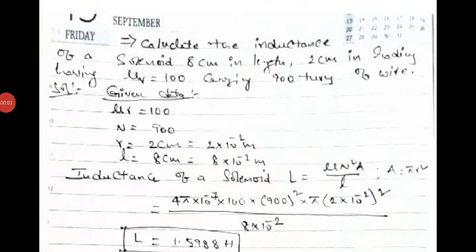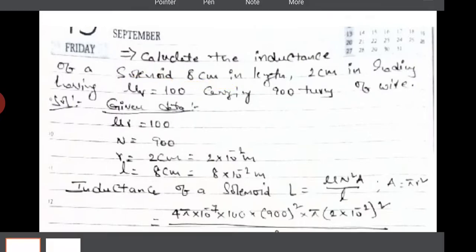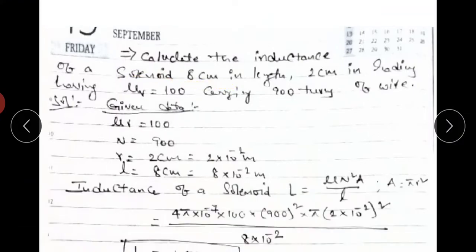Okay, now I would like to explain the problems on inductance. First problem: calculate the inductance of a solenoid 8 centimeters in length, 2 centimeters in radius, having mu r equals 100, carrying 900 turns of wire. So find the inductance of this solenoid.